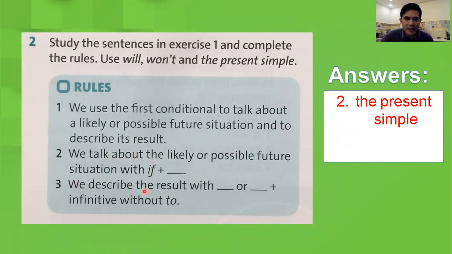Number 3, we describe the result with will or won't. All right, that's it. Just always remember the situation and then the result, or the result and then the situation. Don't forget the comma if you use the situation first, and use if plus the present simple. And as the result, use will and use won't.